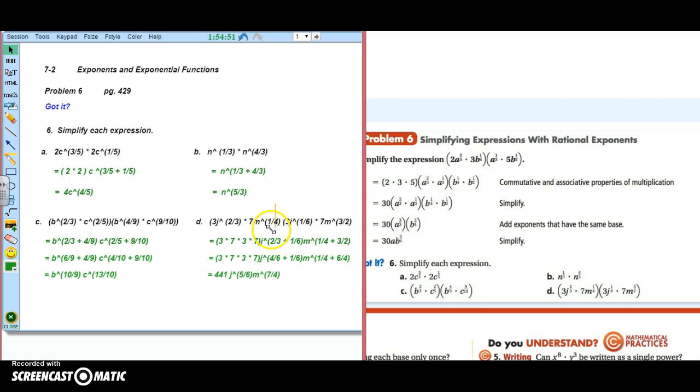And then if I add the 1/4 for the m and the 3/2 for the m, I need the denominator to be 4. So 2/2 times 3/2 gives you 6/4. Plus 1/4 is 7/4. And then 3 times 7 times 3 times 7 is 441. And again, because the j and the m are not the same, you're done. You cannot combine those.